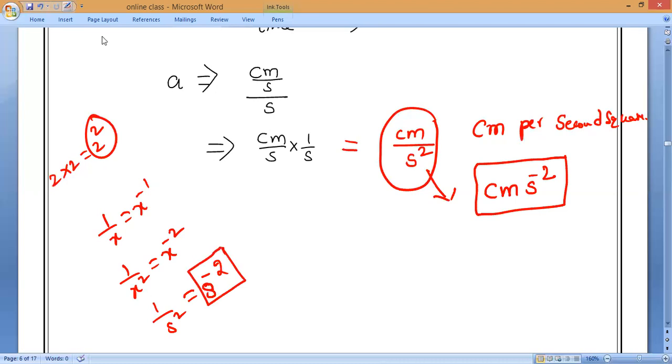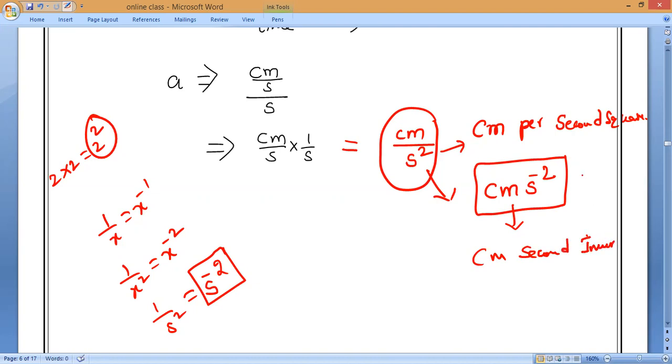Yes, sir. So kindly write it. That is the CGS unit. What is the CGS unit of acceleration? Centimeter per second square. Or you can read it as centimeter second inverse. Sorry, I can read this as centimeter per second square, or as centimeter second inverse.